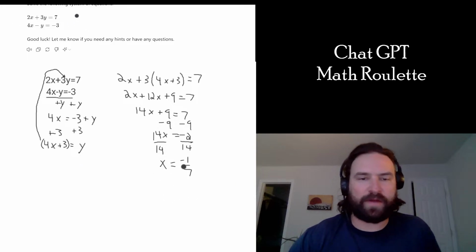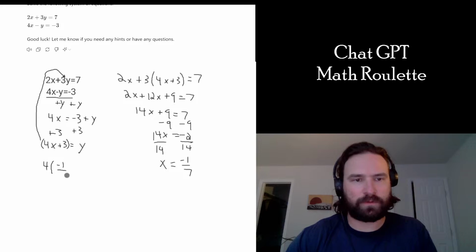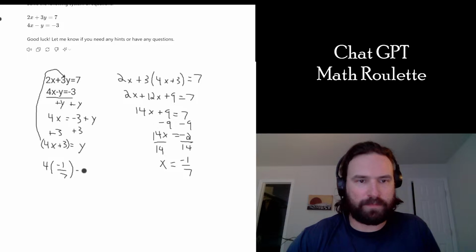So now that we have x solved for, we can use substitution again, substituting x back into either one of these equations. I think the bottom equation is going to be easier to solve, so let's go 4 times x, which we now know is -1/7, minus y equals -3.